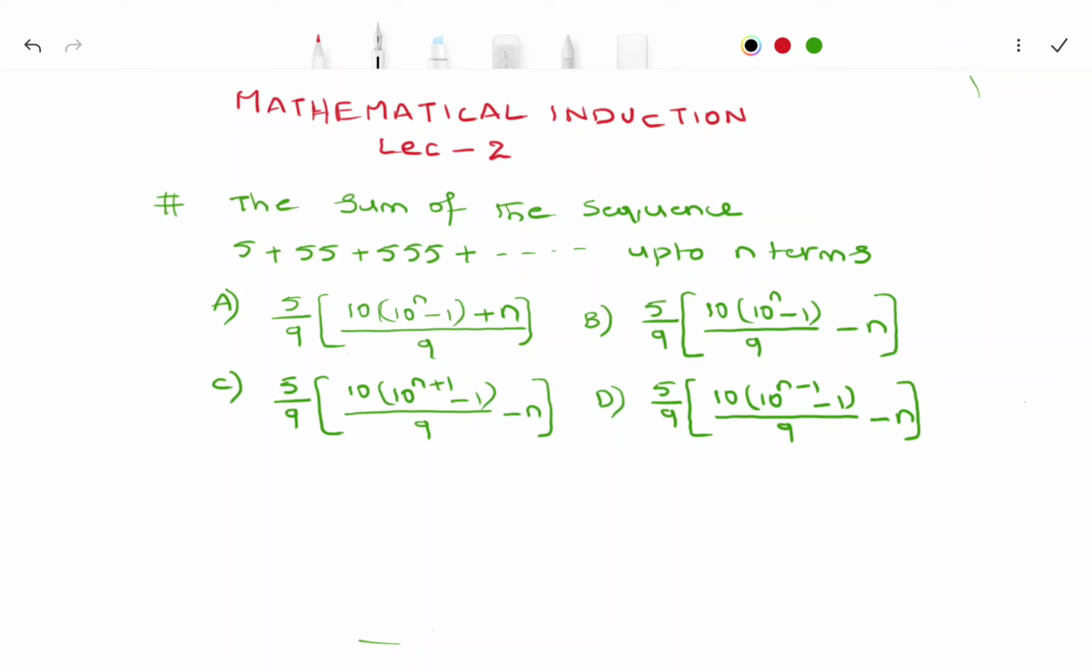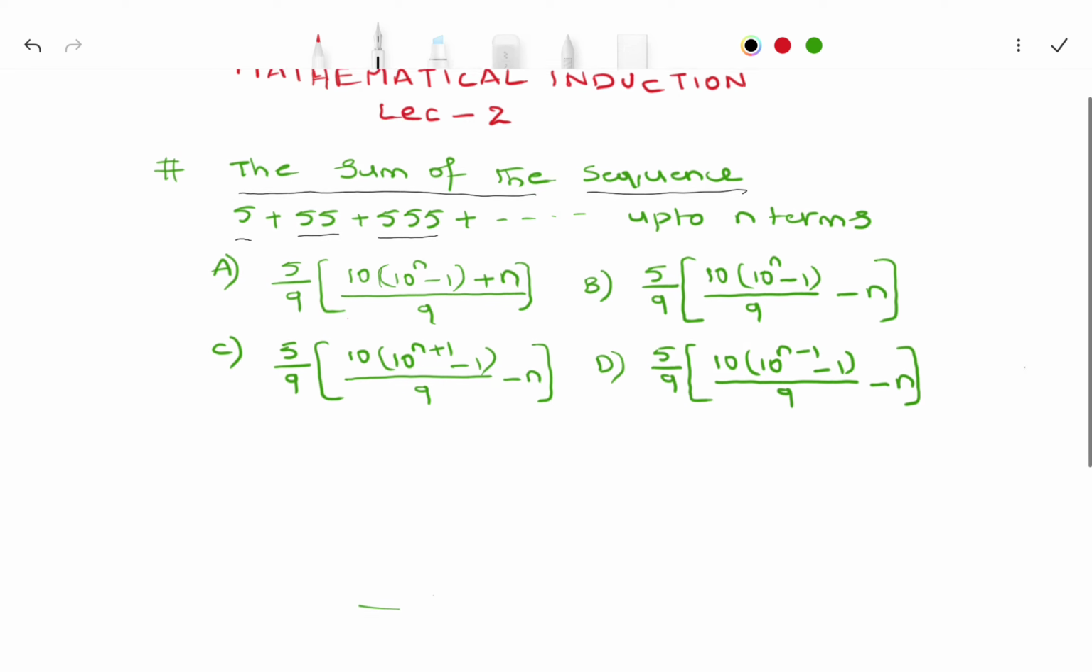Okay, people, today we are going to discuss one more important question in mathematical induction, that is the sum of the sequence. The sum of the sequence 5 plus 55 plus 555 plus and so on up to n terms. Then which of the following will be the correct option? Now we'll see this question.